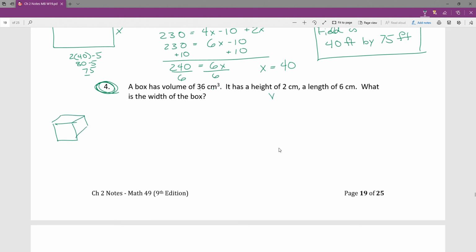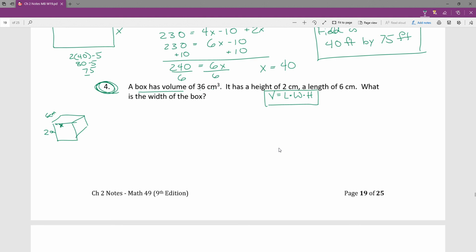We know that volume is equal to length times width times height. And if you didn't know that, that is on your formula sheet. So when you see volume of a box, find your framework equation. This one's going to tell us some more pieces of information. So we know the volume is going to be 36 centimeters, but it also says it has a height of 2 centimeters and a length of 6 centimeters. What we don't know is the width, and so that's going to be the x.